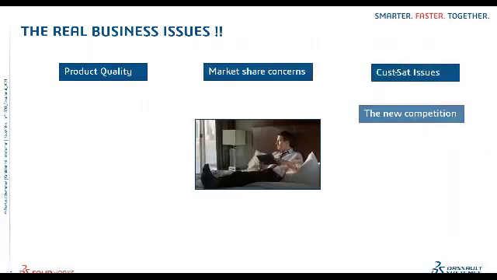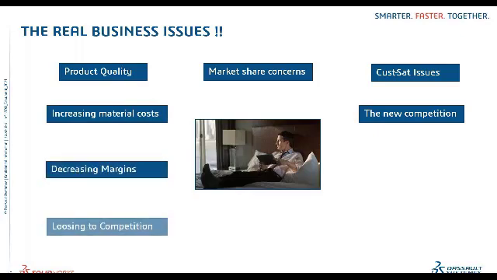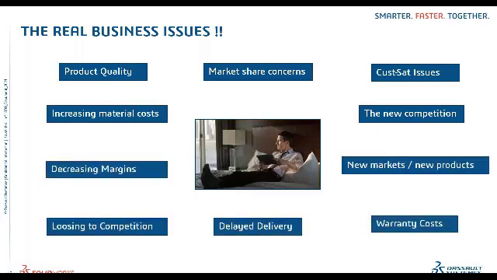So now let's see what the real business issues are. The product quality, market share concerns, the new competition, new products in the new market, decreasing margins, losing to the competition, delayed delivery, warranty cost. So in order to get the details on each and every one of these, how do we get these results from a product without even selling it or sending it to the trial versions of it?